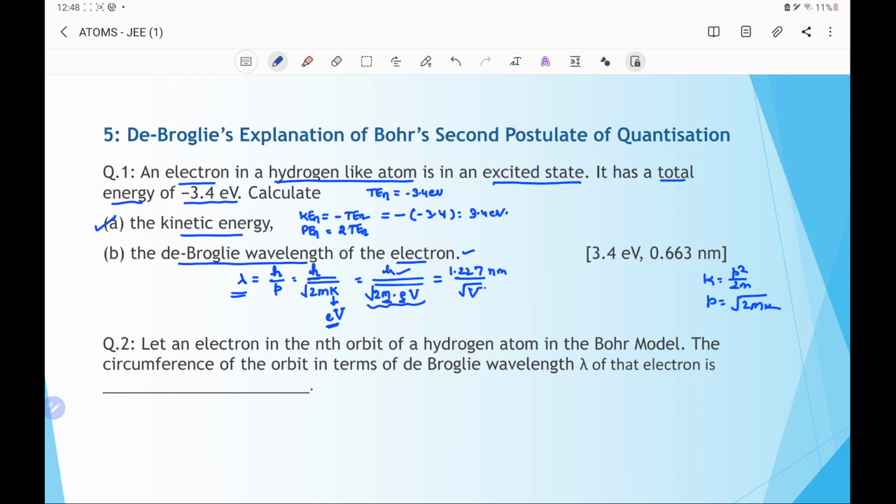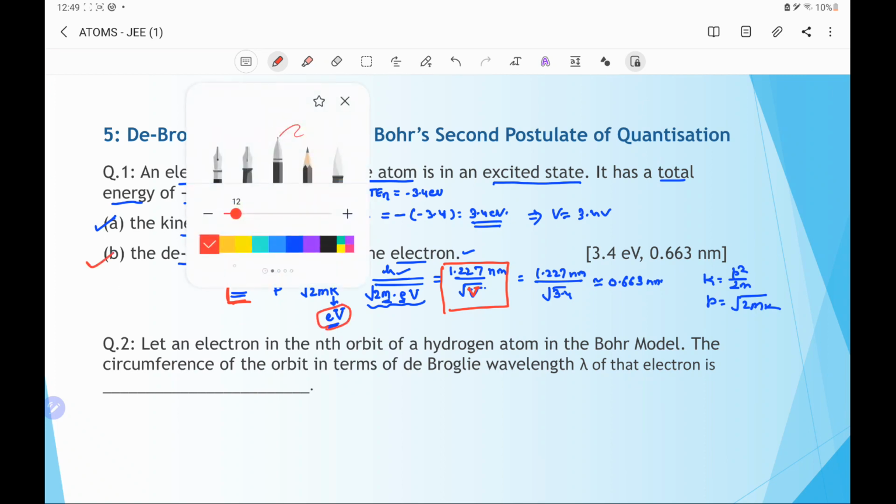So using this formula, we will have 1.227 nanometer divided by root of the potential to get the kinetic energy of 3.4 electron volt, it will be potential is 3.4 volt. So 3.4, and it will be approximately equal to 0.663 nanometer. Therefore, we have to remember that wavelength of the wave associated with the moving particle is 1.227 nanometer by root V, where V is the potential difference through which electron was accelerated to have the kinetic energy as eV.